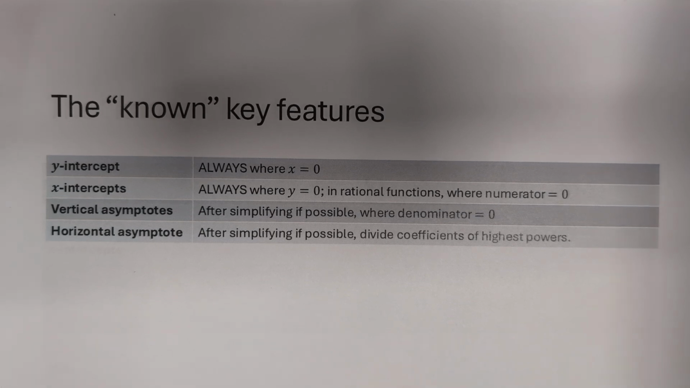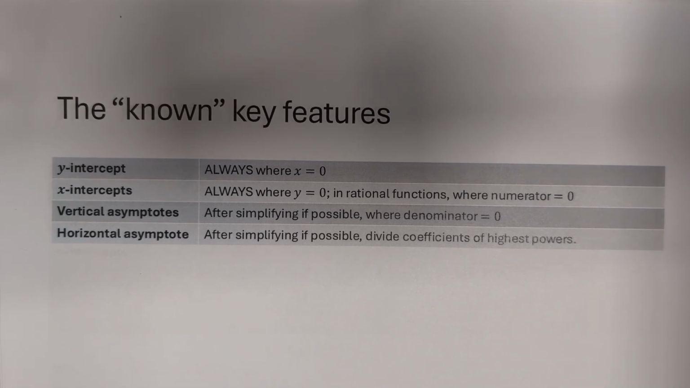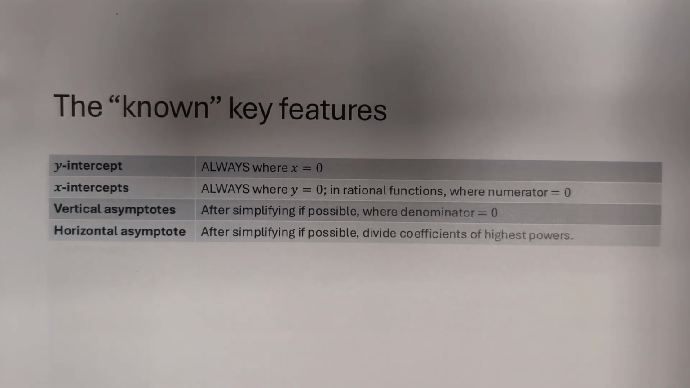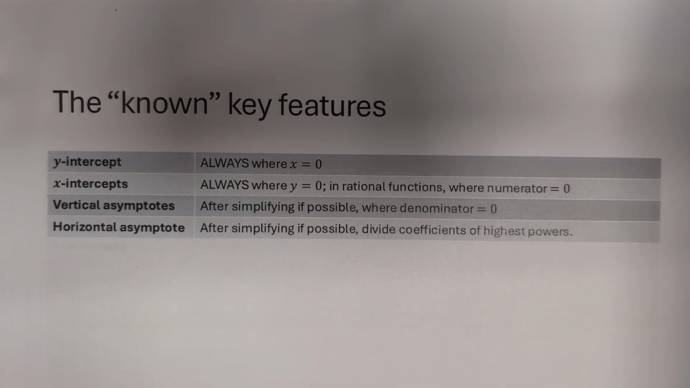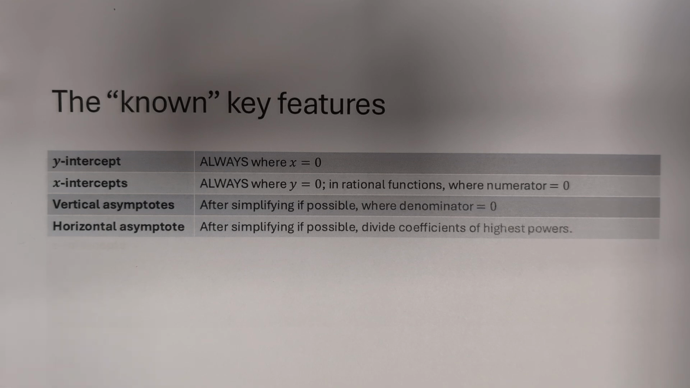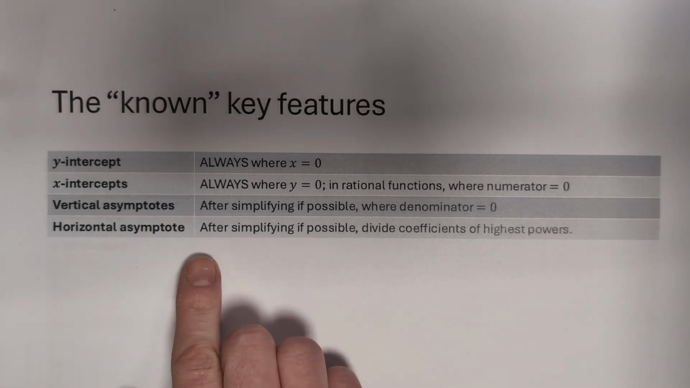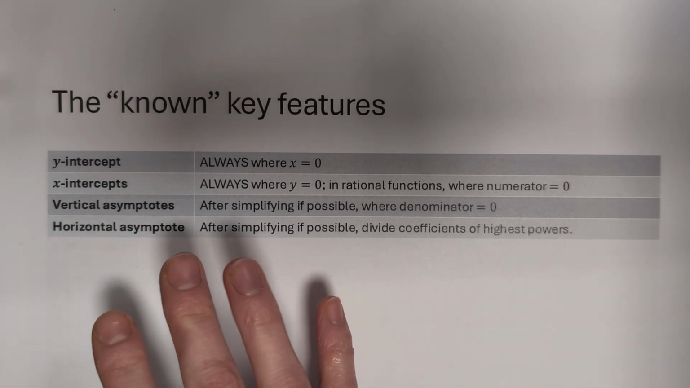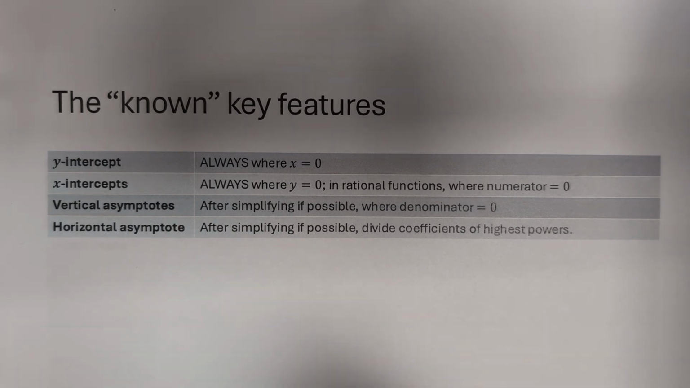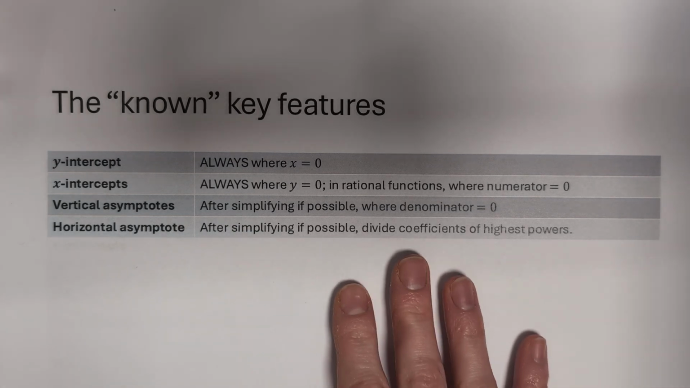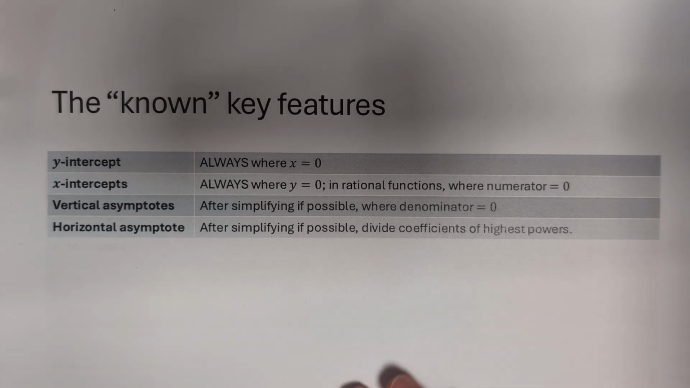Always, no matter what kind of function you have, rational or not, high-ordered or not, the y-intercept is where x equals 0, and the x-intercept is where y equals 0. And in rational functions, that's where the numerator is 0, because 0 divided by anything except 0 is 0. Vertical asymptotes and horizontal asymptotes, we're going to add on to this today. After simplifying as possible, factoring whatever else, you're going to divide the coefficients of the highest powers, which is really what we were also still seeing with linear divided by linear.